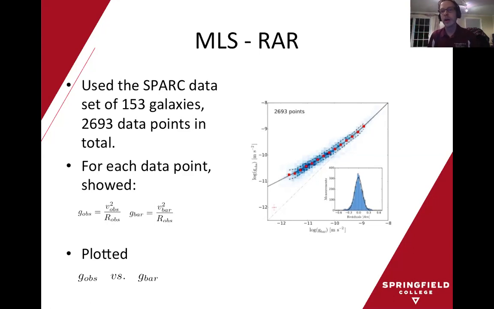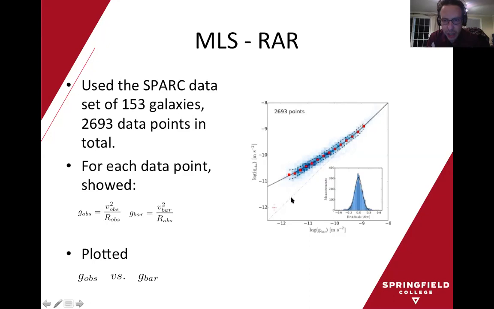and then make a scatter plot of your v squared obs over r versus your v squared bar over r baryons. And what we see is that when they did this for 153 galaxies using a total of 2,693 data points, you get a curve which looks like this panel here, which is not a scatter plot. This is a nice tight plot which looks like there is some correlation between the baryonic luminous matter alone and the observations.